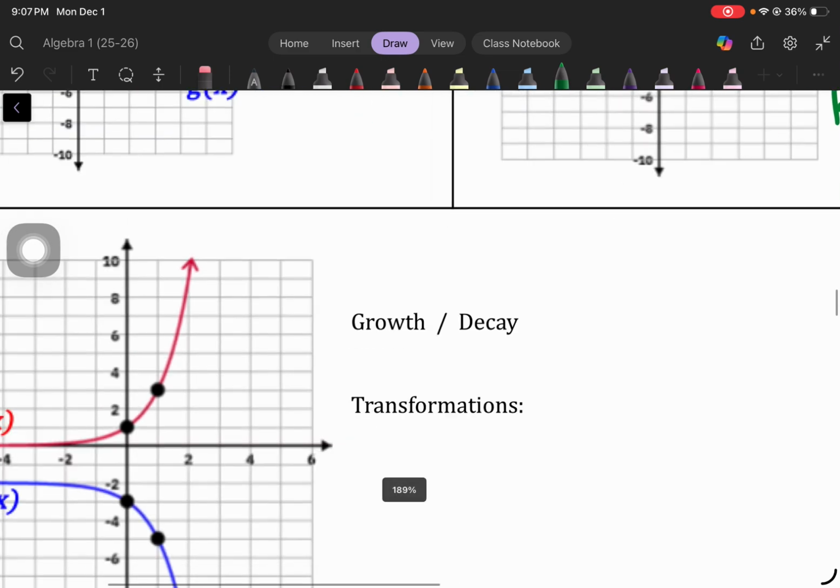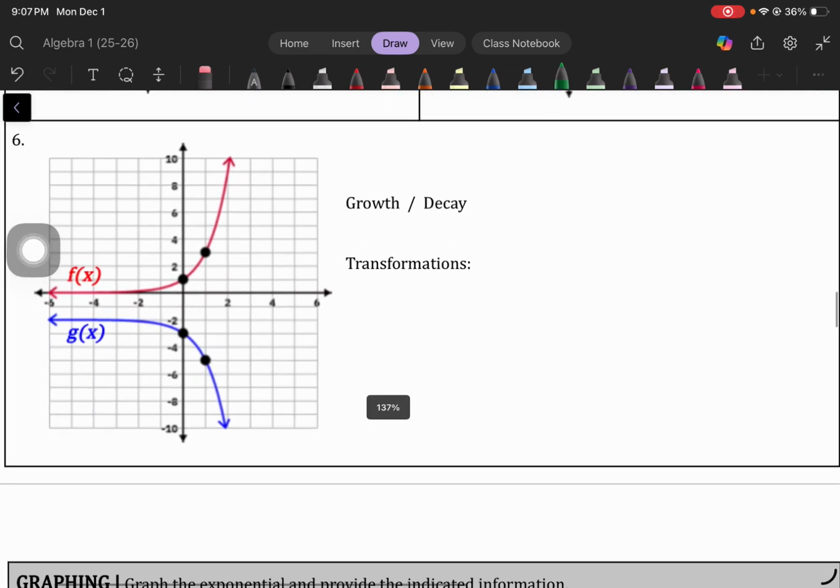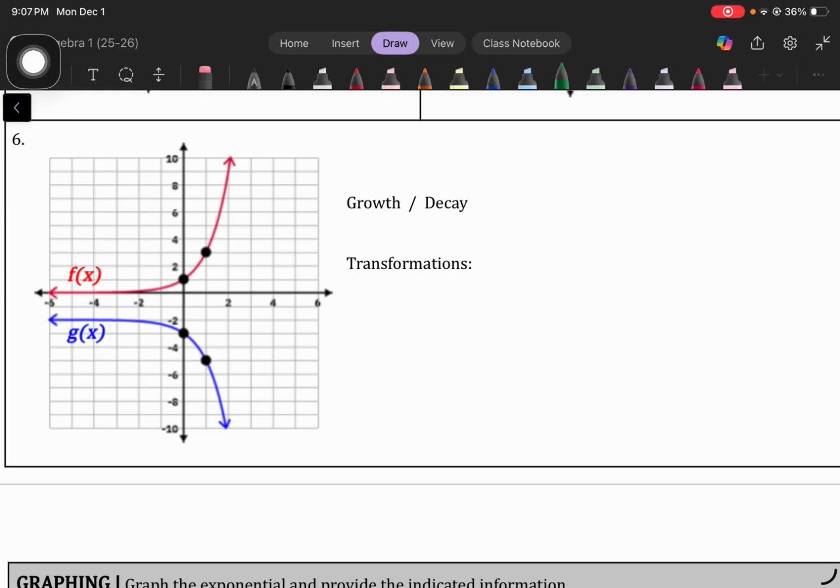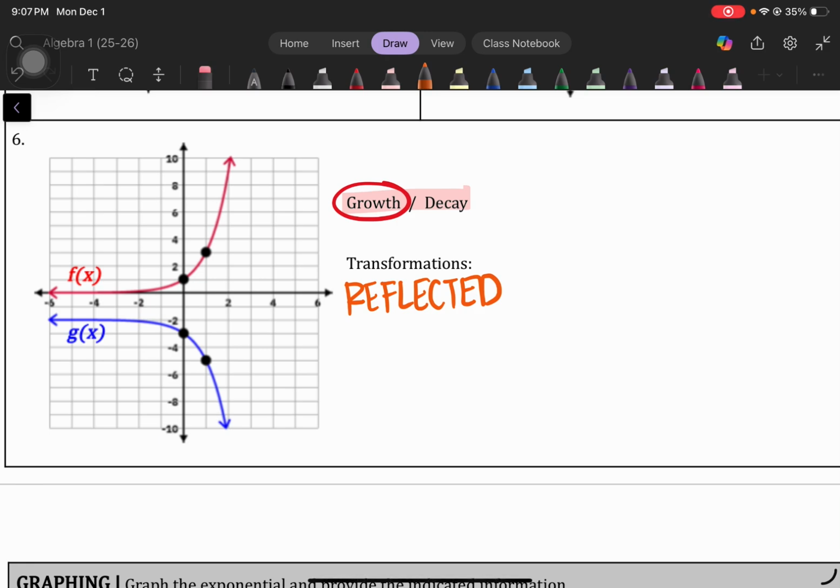Last but not least, this is the last one we're going to do today before you turn in your notes. Okay? So, first of all, we're going from f of x to g of x. So, it started off as a growth. And it still is a growth because it's always about where it starts. So, we have a growth, but immediately we can see that this was reflected. It looks like it got flipped over. Okay? So what we need to go in and do is, because it's moved past its reflection, we need to go in and draw that reflection before we can see how many we've shifted.